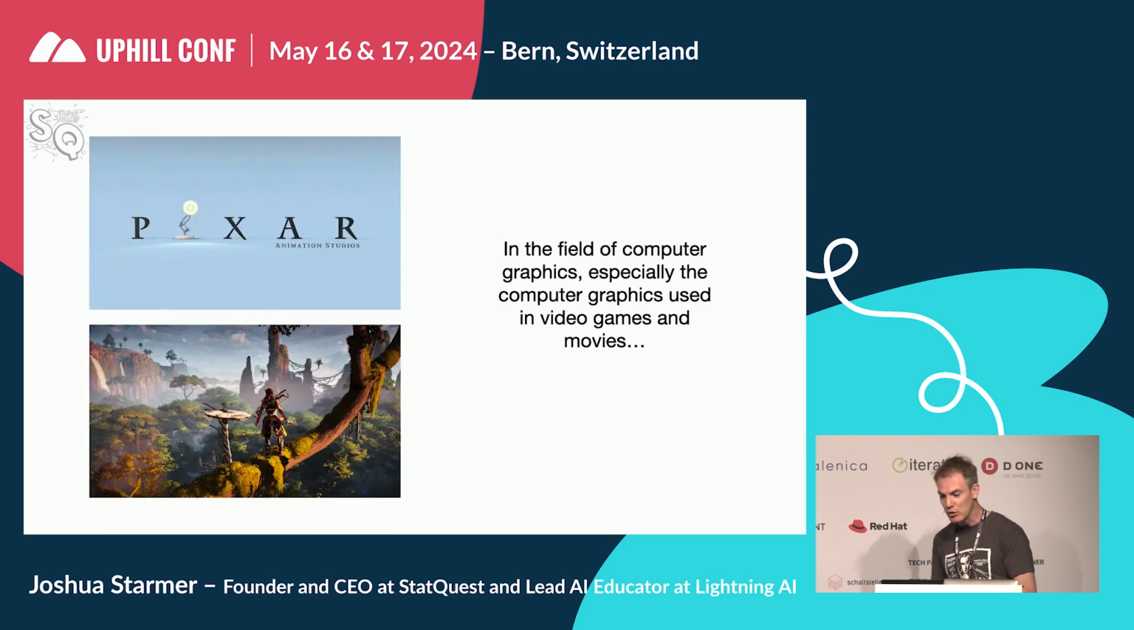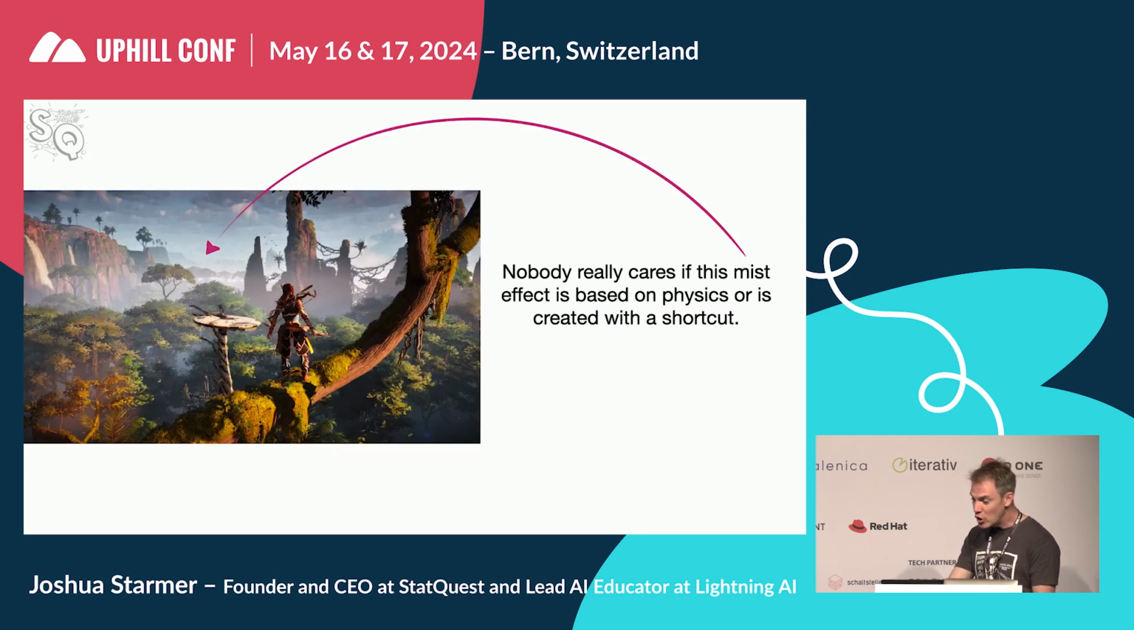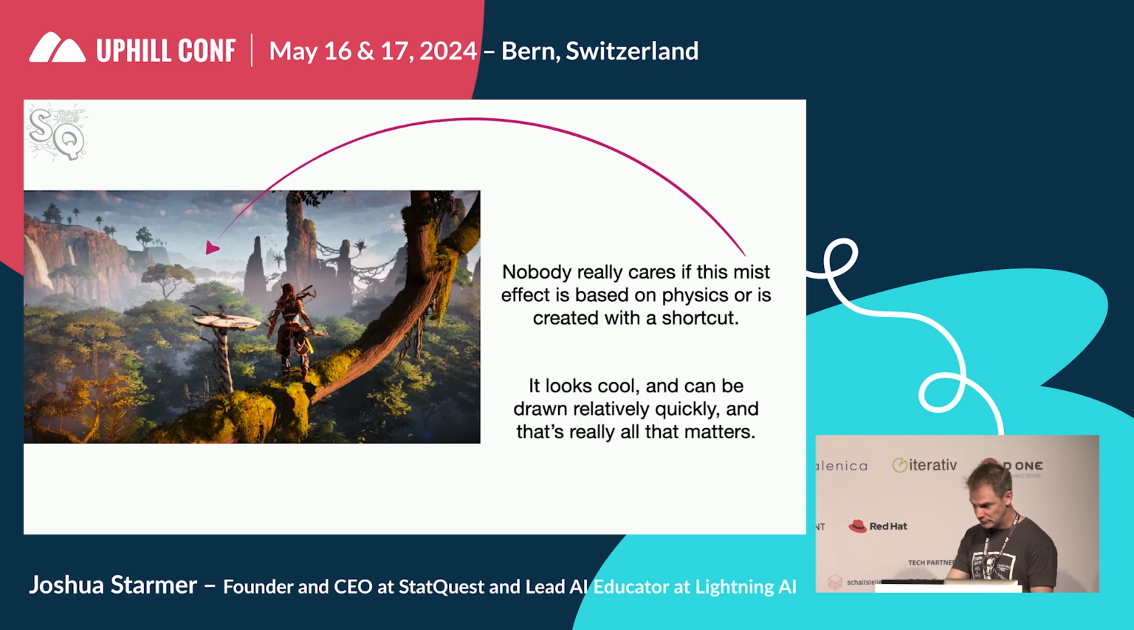In the field of computer graphics, especially computer graphics used in video games and movies, having things look cool and drawn in a relatively short period of time are the two most important things. Nobody really cares if this mist effect is based on physics or is created with a shortcut. It looks cool and can be drawn relatively quickly, and that's all that matters.